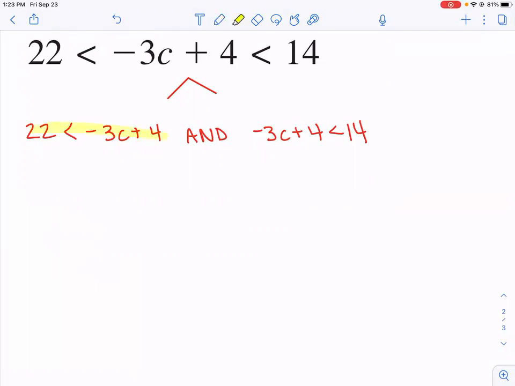Okay, so I'm gonna solve the one on the left first. We need to subtract 4 from both sides. So do you agree 18 is less than negative 3c? Okay. Colin, what's my next step? We are dividing by a negative, so our sign must flip. So we get negative 6 is bigger than c, right? Yeah. Okay.